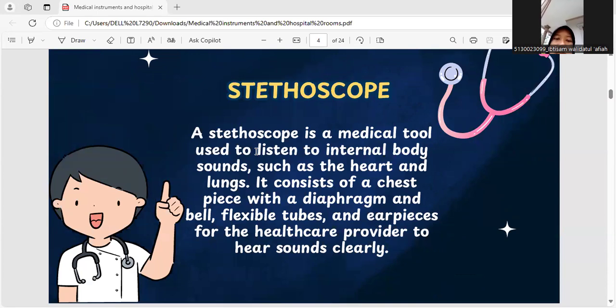First medical instrument, it's a stethoscope. A stethoscope is a medical tool used to listen to internal body sounds, such as the heart and lungs. It consists of the chest piece with a diaphragm and valve, flexible tubes, and earpieces for the healthcare provider to hear sound clearly. Okay, next slide.